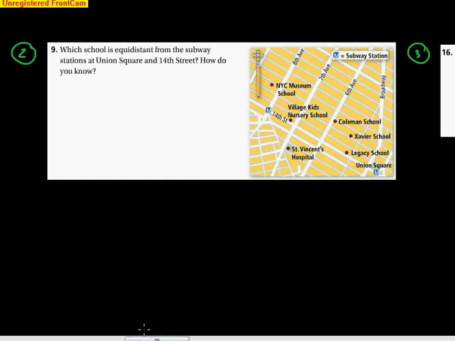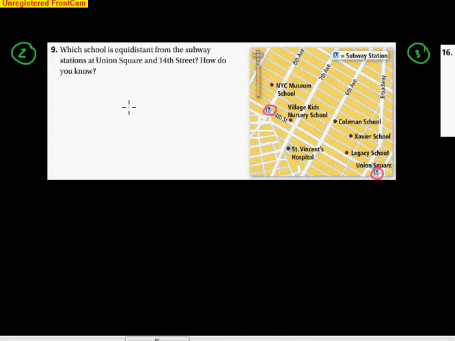It asks, which school is equidistant from the subway stations at Union Square and 14th Street? How do you know? So on this picture here, the M's are the subway stations. So you have a subway station right here. I'm going to circle it. I won't put a dot. I'll circle it. And we have a subway station right down here at Union Square. And the question is, what school is equidistant from these two stations?